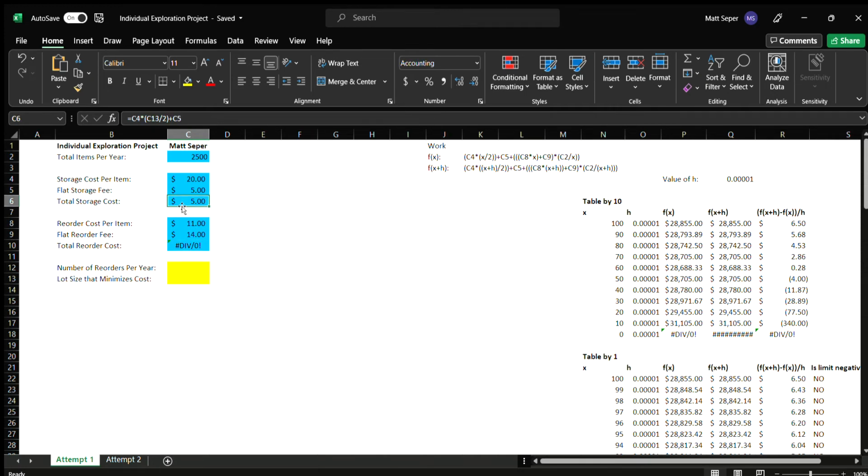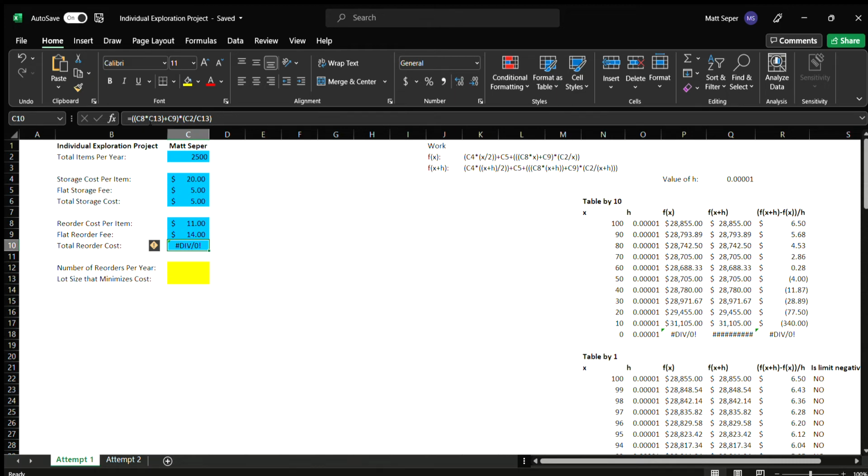So the total storage cost would be cell C4 times C13, which is the lot size, over 2 plus C5, and then the total reorder cost would be C8 times C13, the lot size, plus C9, times C2 over C13, which will also, as you'll see later, end up being the number of reorders per year.